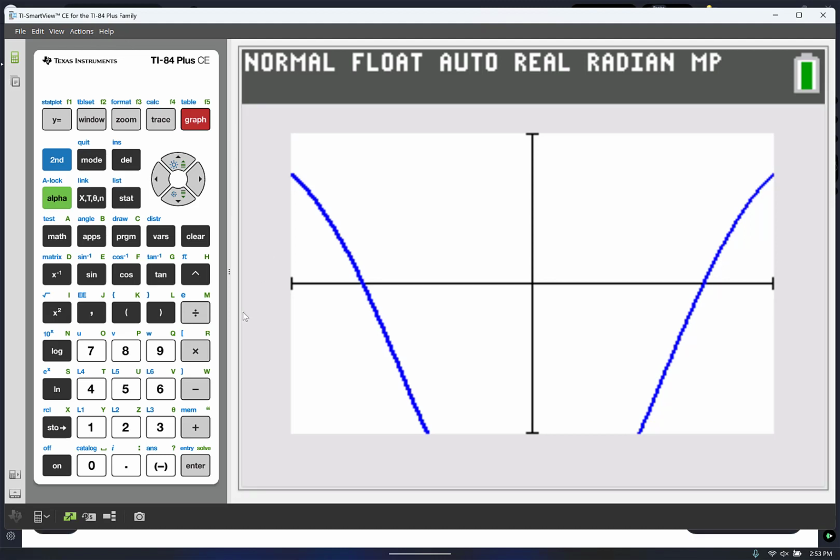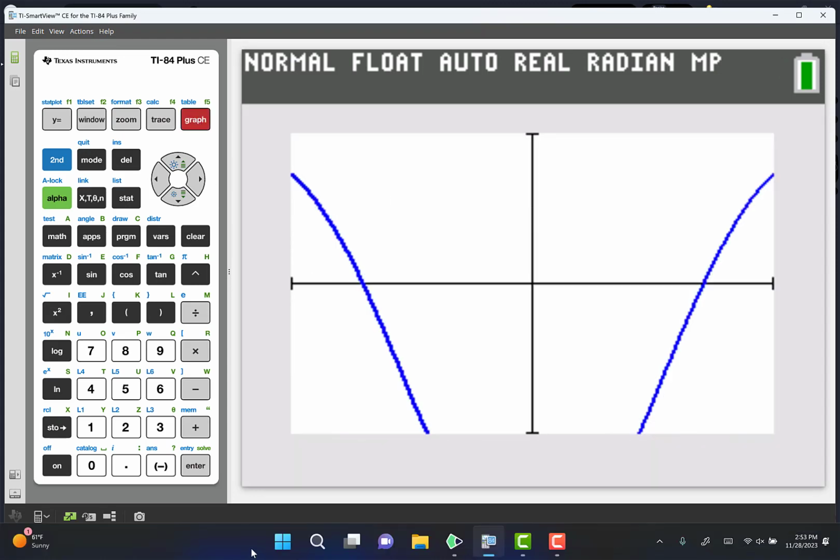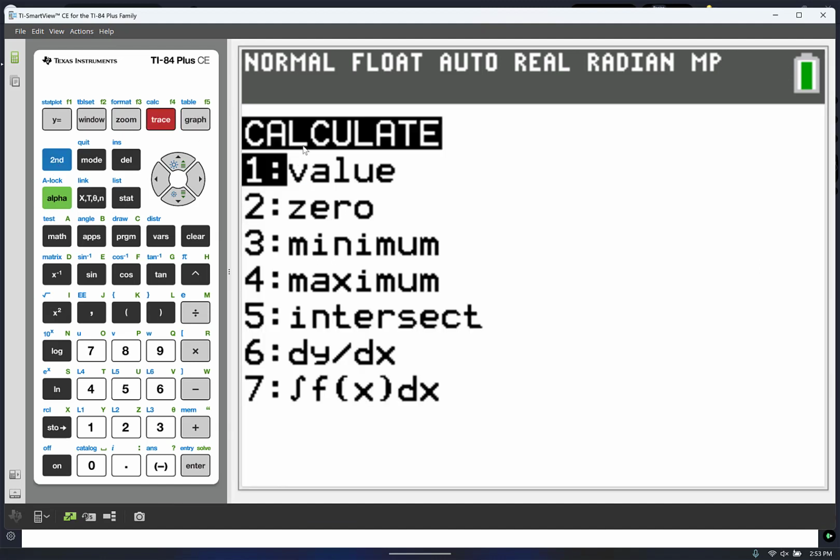Okay, and if yours does not look like this, click on window and put negative 1, 1, negative 1, 1 for x min, x max, and y min, y max. X scale 1, y scale 1, leave x resolution alone. Okay, here we go. Is everyone here? Push second calculate. The calculate button is a trace button.